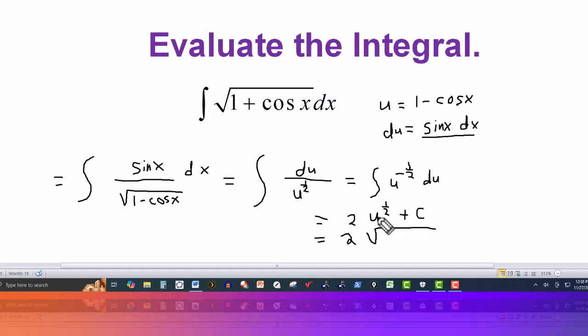Go back to the original variable then. u is 1 minus cosine of x, and then plus the constant of integration. So the final answer then is 2 multiplied by the square root of 1 minus cosine of x plus the constant of integration.